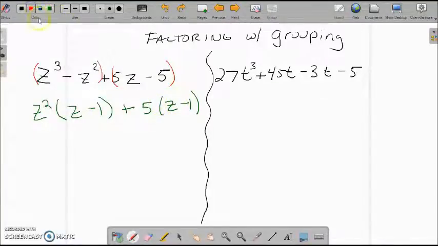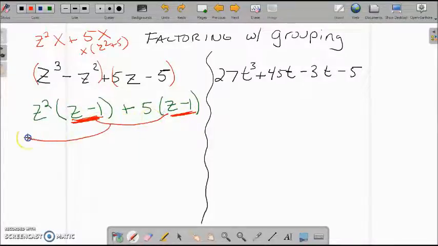Now here's the thing. Now I've got z squared times z minus 1 plus 5 times z minus 1. It's very similar to if I had z squared times x plus 5x, it's really obvious that I could just factor out an x, right? It would be x times z squared plus 5, okay? But instead of an x, I have a z minus 1. But it's still the same thing. It's the same exact thing here and here. So you can factor out the z minus 1. So the z minus 1 is going to come in front, just like I did with an x.